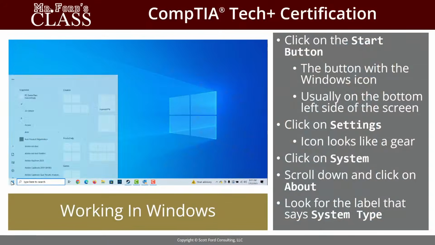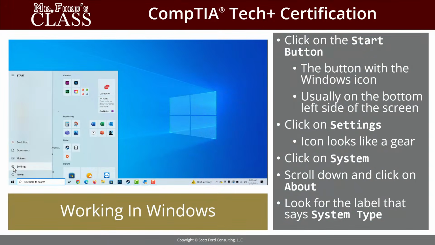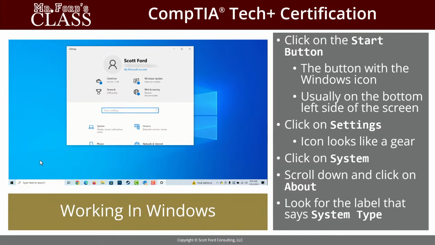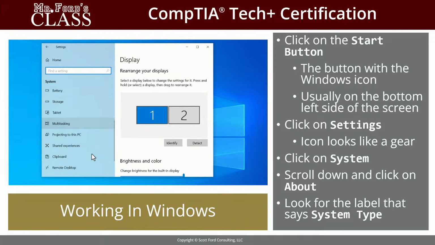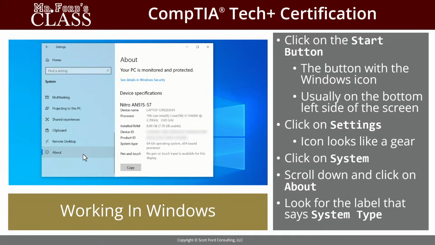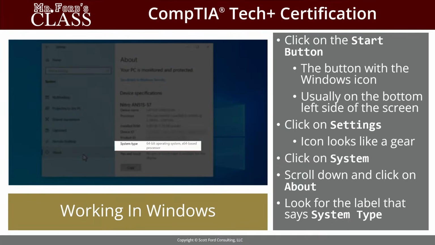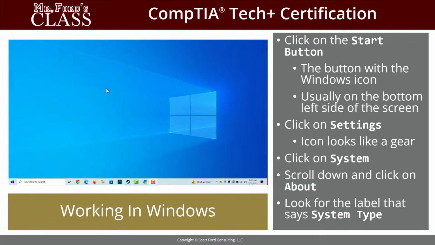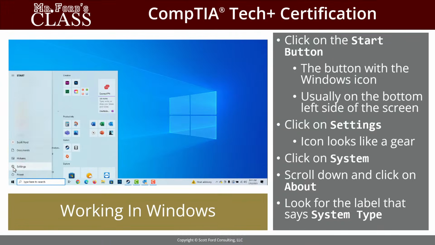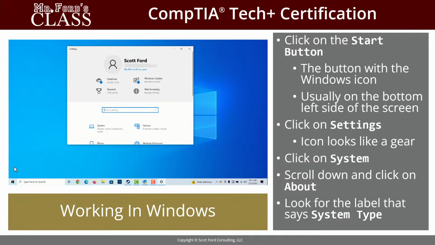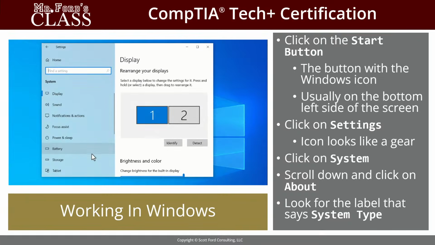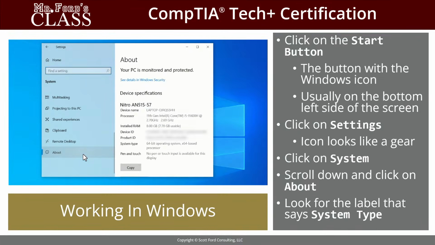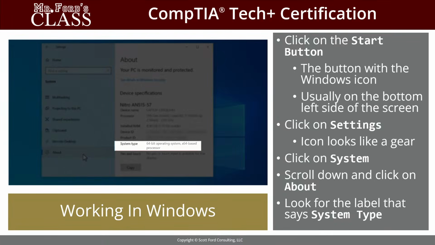So working in Windows, you can click on the Start button, the button with the Windows icon, usually on the bottom left side of the screen. Click on Settings. It looks like a little gear. Click on System, scroll down and click on About and look for the label that says System Type, and you can find out what you are running in your computer. Now, this is Windows 10 that I'm showing here, but the idea is pretty much the same when you're looking at Windows 11. If you just type in your search area, About or System Information, you can find that information as well.